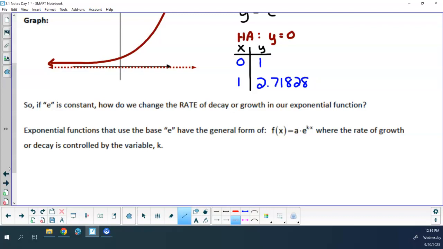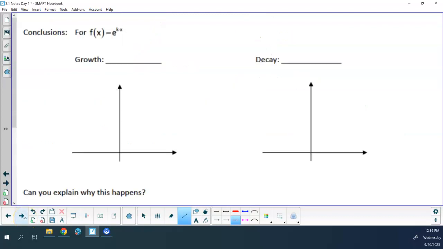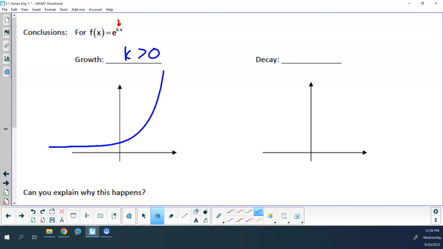If you remember back to y equals a times b to the x power, b greater than 1 makes it a growth, 0 to 1 makes it a decay, so on and so forth. Here now, in E, a growth function is based off of this little k right there. That's what determines growth or decay. If k is positive, we are growing.